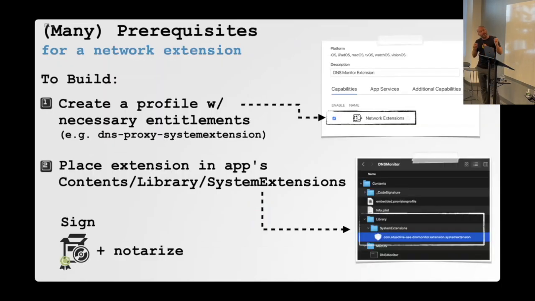Now, unfortunately, there are many prerequisites that Apple imposes for building your own network extension. First, you have to have the necessary entitlements, meaning you need a paid developer account. You also have to build your application in a very specific way, putting the component that does the monitoring, which is the actual extension, within an application bundle, specifically within its Contents/Library/SystemExtensions folder. Then you have to sign and notarize it.